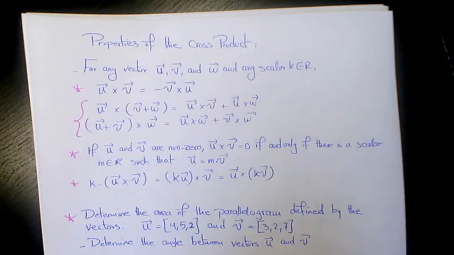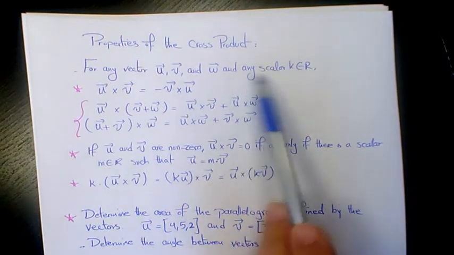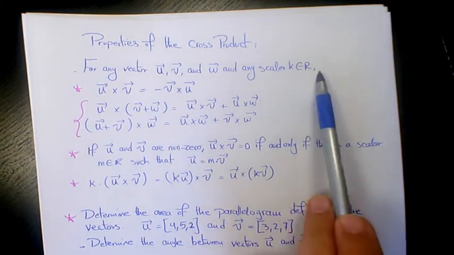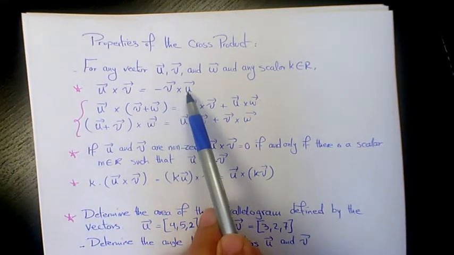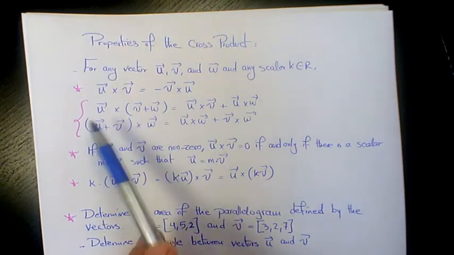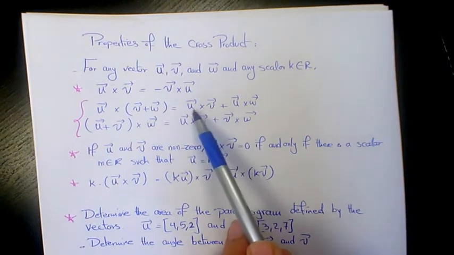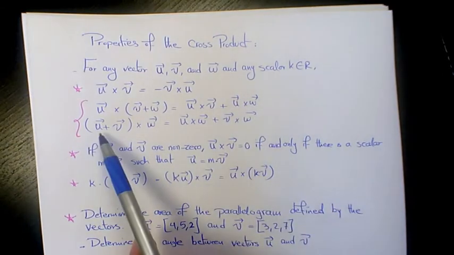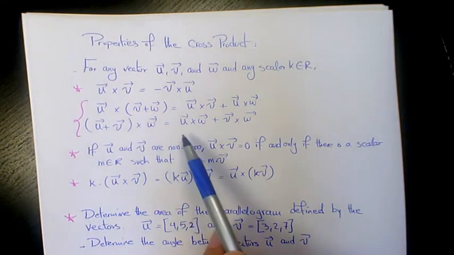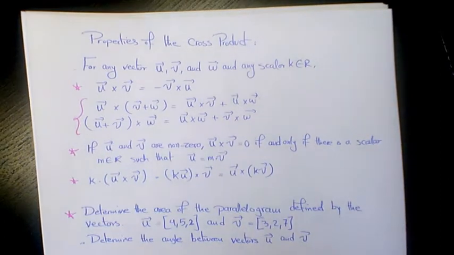Now let's take a look at the properties of the cross product. For any vectors u, v, and w, and any scalar k, which belongs to R, the cross product of u and v equals negative the cross product of v and u. And also we can say the cross product of u and v plus w equals the cross product of u and v plus the cross product of u and w. And here we can say the cross product of u plus v and w equals the cross product of u and w plus the cross product of v and w.